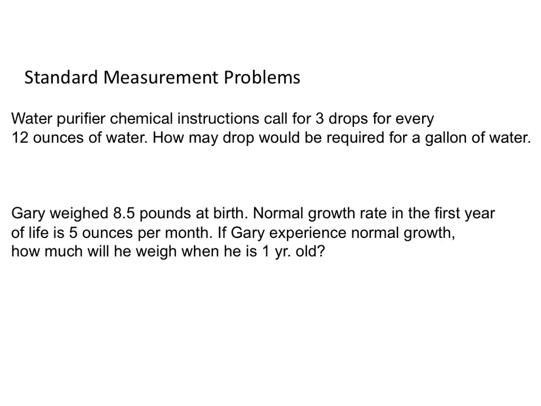Okay, let's try these. These are more measurement conversion problems, and let's see what we get. The first one: water purifier chemical instructions call for 3 drops for every 12 ounces of water. If you've ever been camping and you didn't want to pack your own water because water is heavy, then you take these little purifier drops and scoop some water out of the stream that looks kind of clean, but you never know. You put a couple drops in there, and that purifies the water well enough for you to drink it without getting sick, which is nice. Anyway, we have 3 drops for every 12 ounces of water.